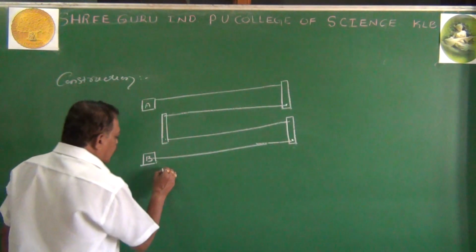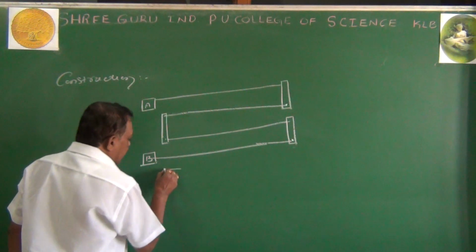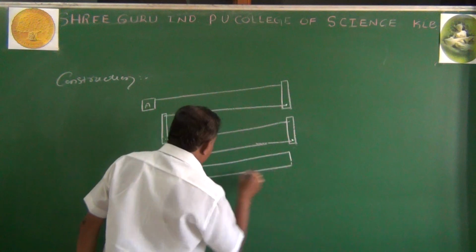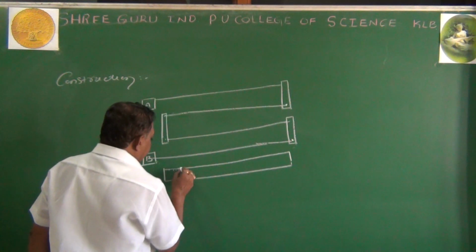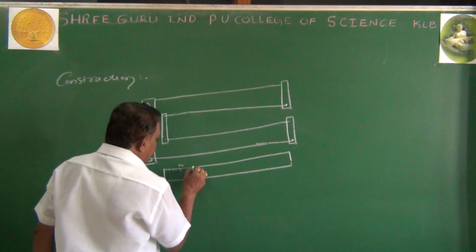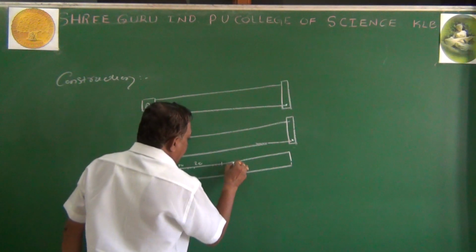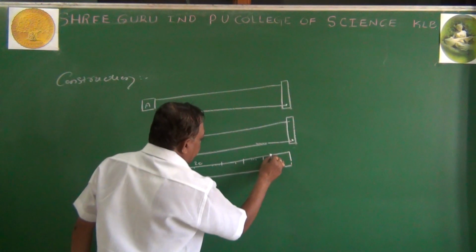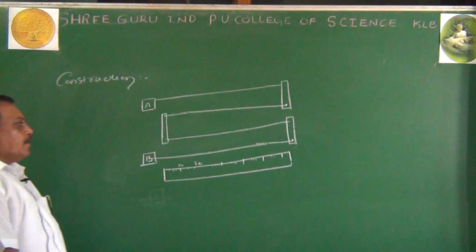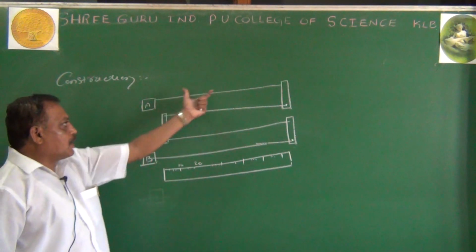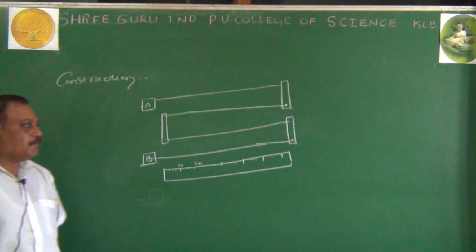A wooden board with a meter scale is going to be mounted parallel to the length of the wire. Now this is a meter scale. I am getting the point. The meter scale is mounted parallel to the length of the wire. This complete setup is mounted on the wooden board.